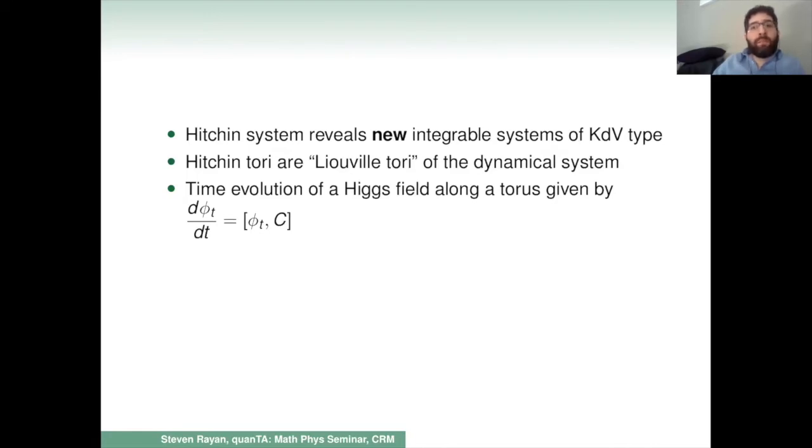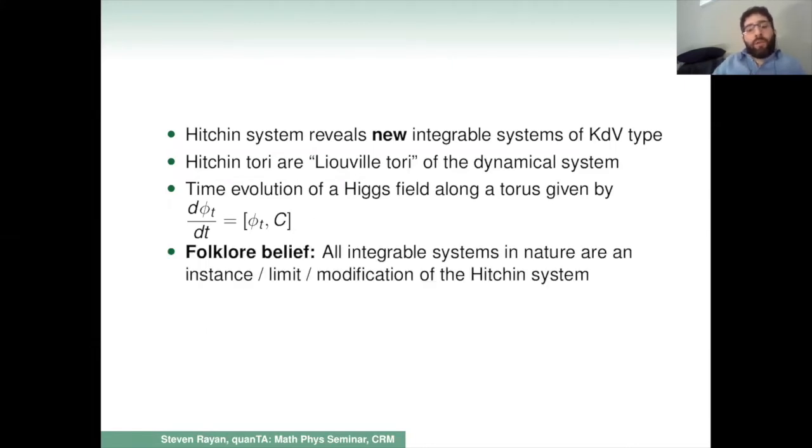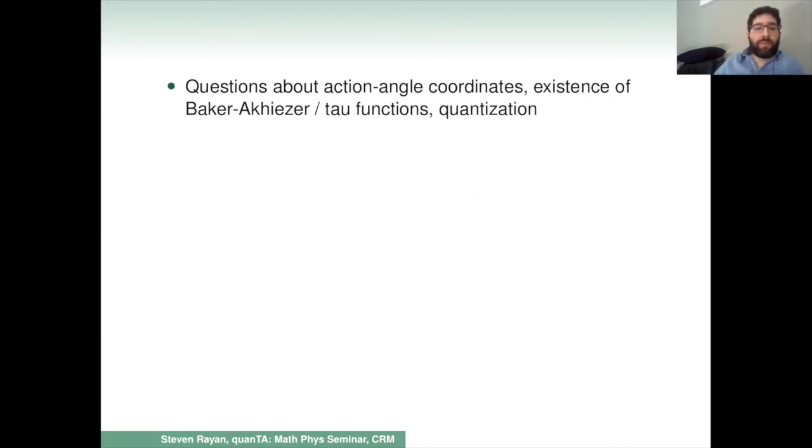You can also relate the Hitchin system to explicit known classical integrable systems, like those coming from Nahm's equations. You can define that on P1 by twisting by the tangent bundle instead of the cotangent bundle, and also geodesic flow on the ellipsoid. And I'd say a folklore belief is that all integrable systems in nature are somehow related to the Hitchin system, some instance, limit, or modification of the Hitchin system, and that's been an impetus for much research.